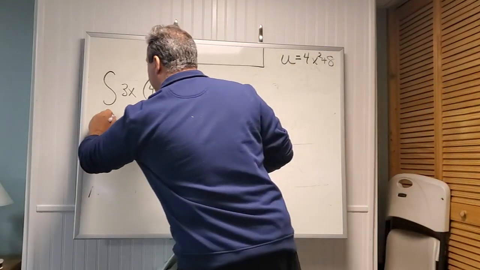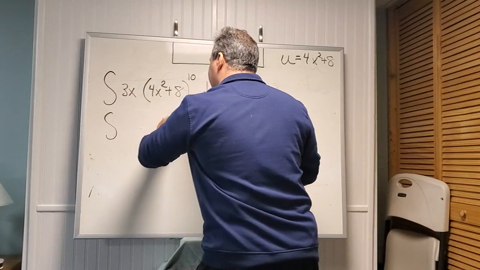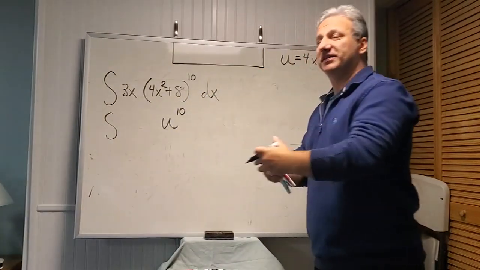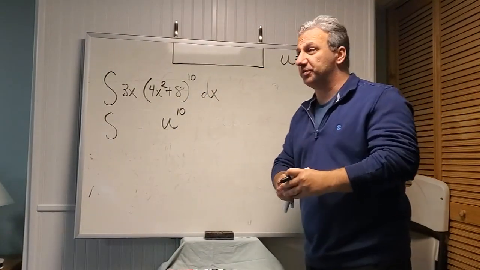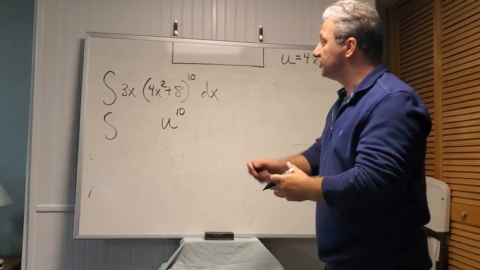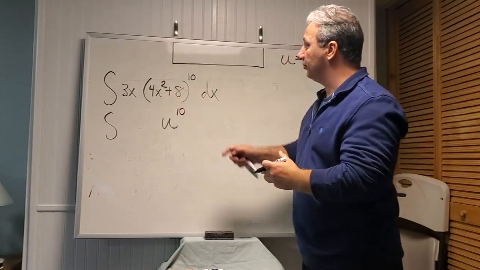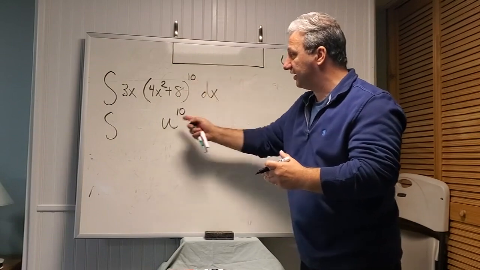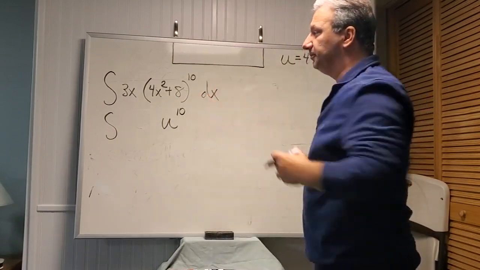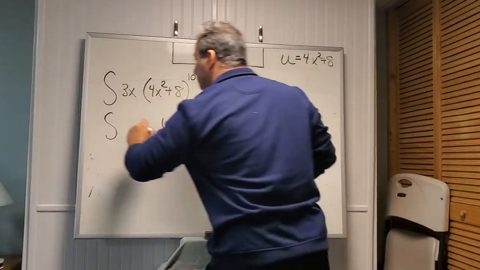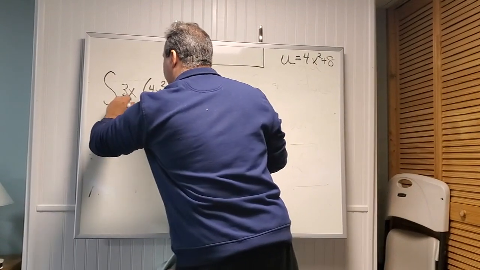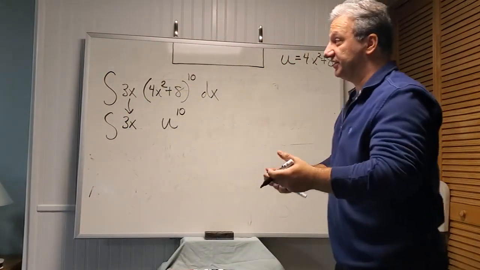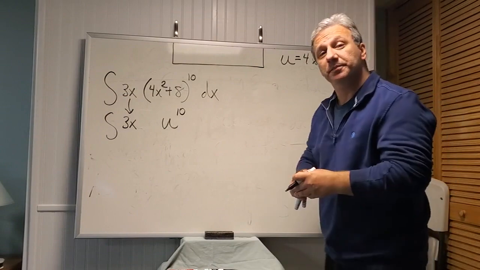So I'm going to pick my U to be the inside of the parentheses. Do I always pick the inside of the parentheses? Not always, but almost always it works. So the U is the inside of the parentheses. So that's U to the 10th. It's a direct substitution. I like to line them up. Now, obviously 3x just comes down because 3x is 3x. I didn't pick that to be U.